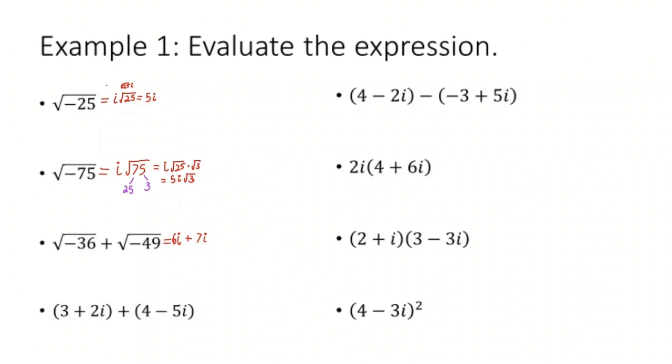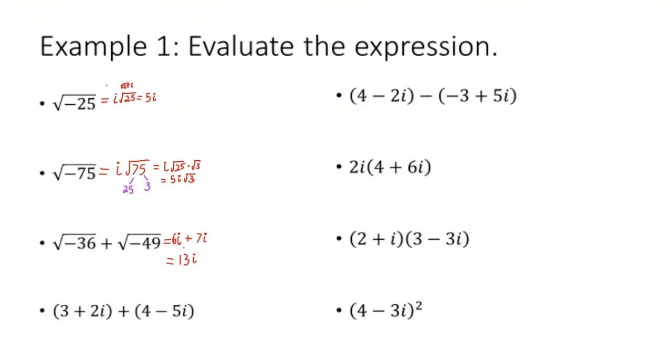When we add imaginary or complex numbers, it's just like collecting like terms. So if we think of i as a variable, 6i plus 7i, well, we would add the coefficients. 6 plus 7 is 13, and we'd bring the i at the end. So the square root of negative 36 plus the square root of negative 49 equals 13i.